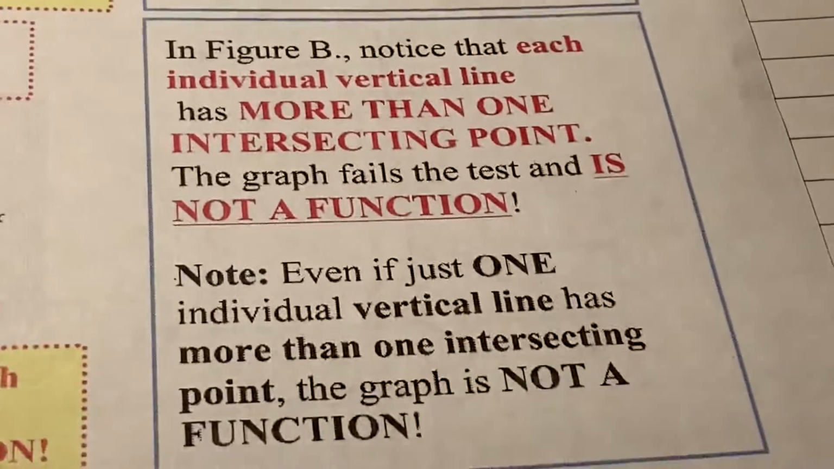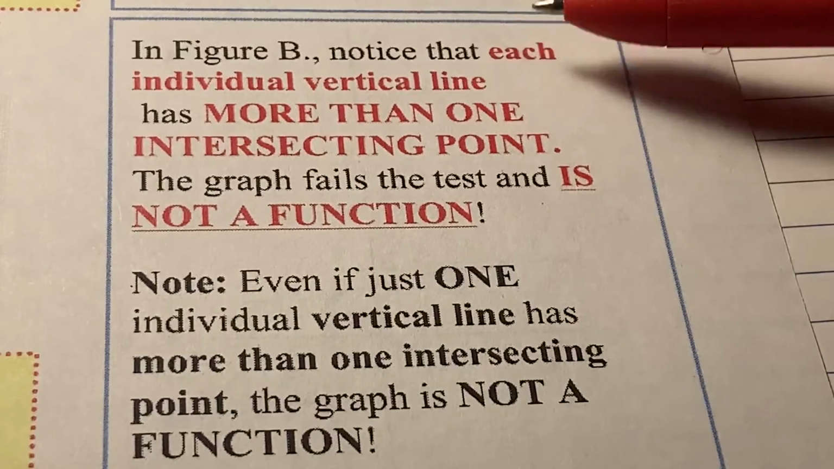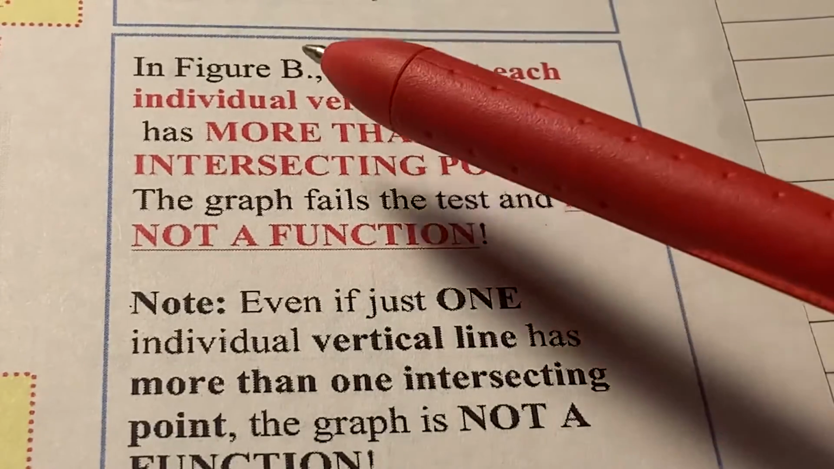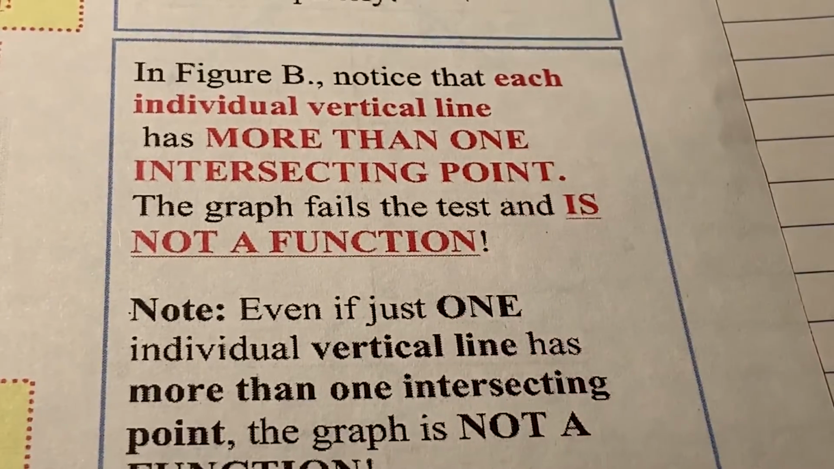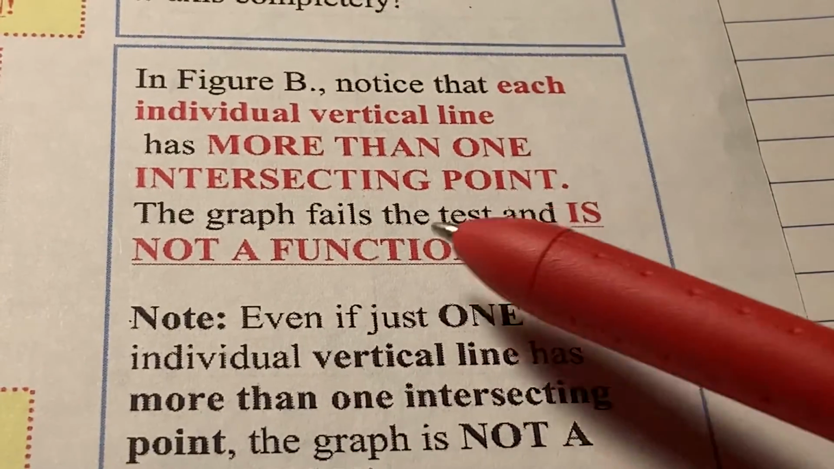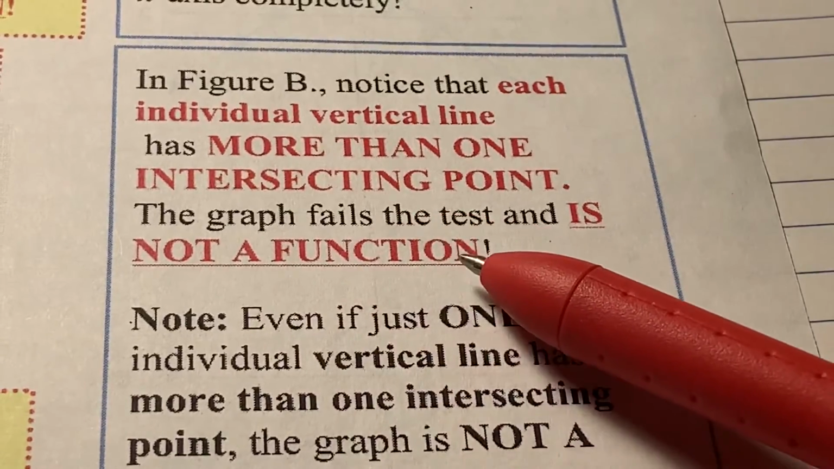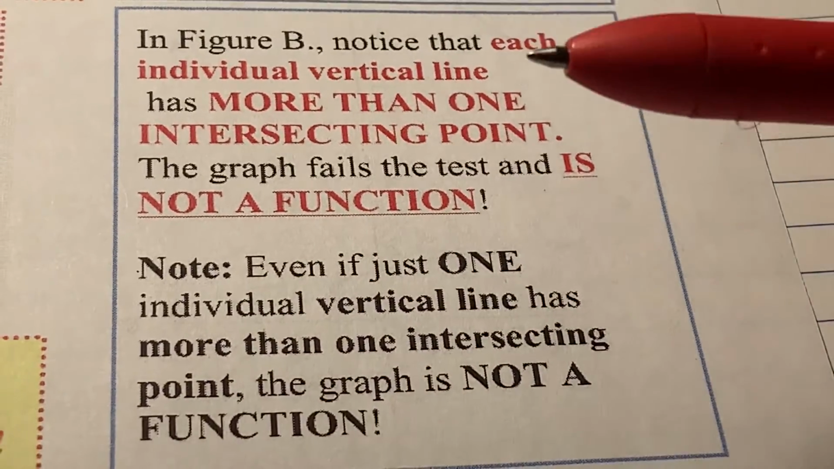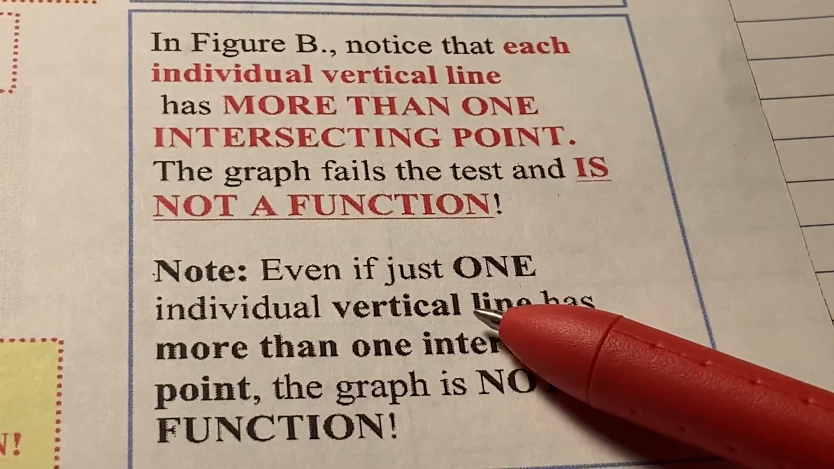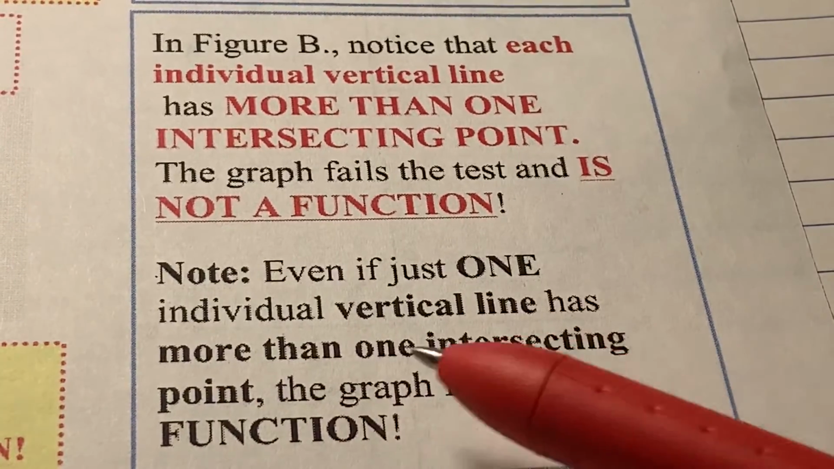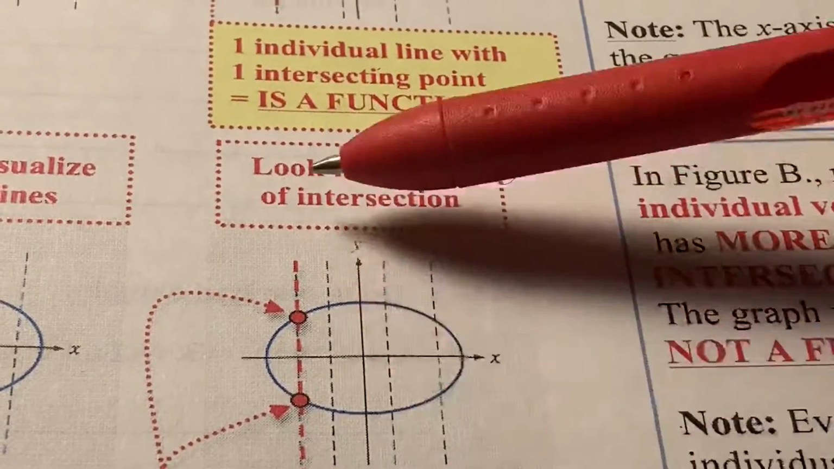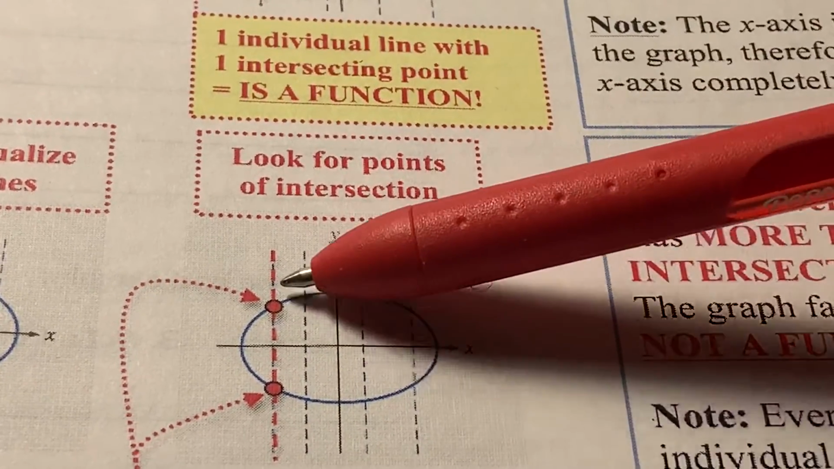Let's look at this explanation over here. In figure B, notice that each individual vertical line has more than one intersecting point. The graph fails the test and is not a function. Note, even if just one individual vertical line has more than one intersecting point, the graph is not a function.